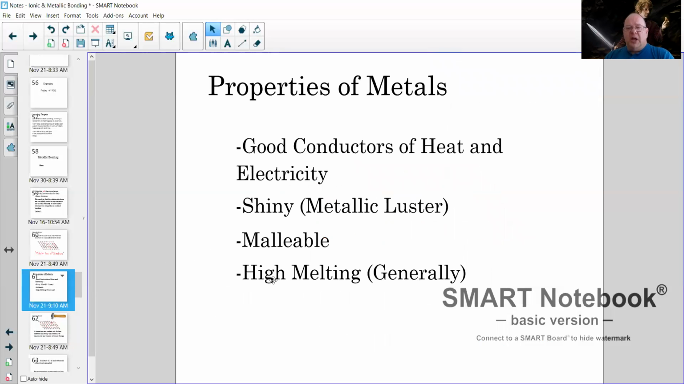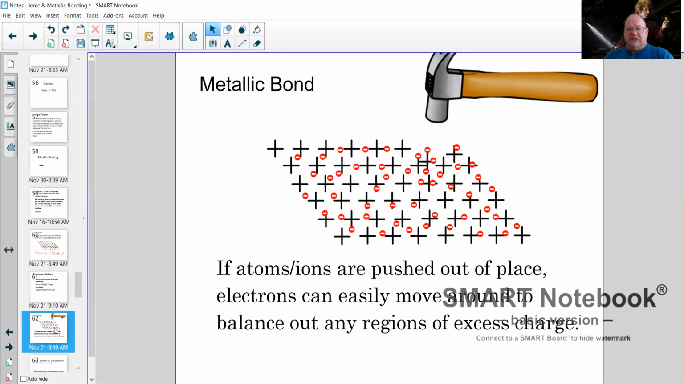Okay, I think we got one more here. Metals generally have high melting points. Now, there's a couple of exceptions to the rule, and some metals have relatively low melting points. Mercury is a liquid at room temperature. Gallium will melt in your hand. But most metals have relatively high melting points. And what that tells us is that while this bond is rather flexible, it's not weak.